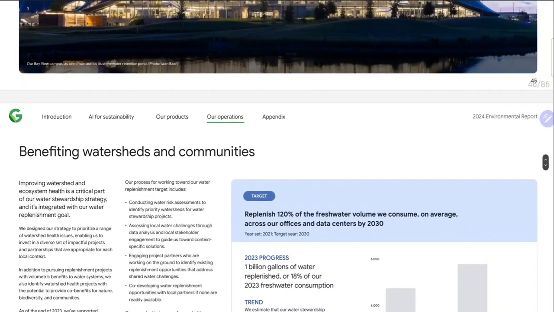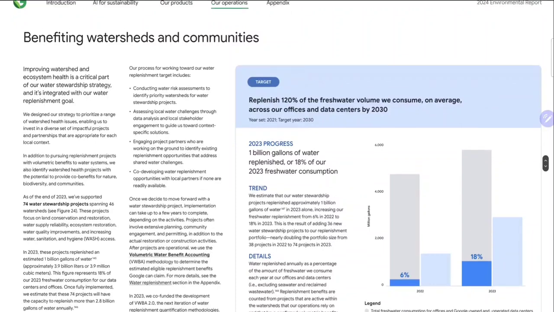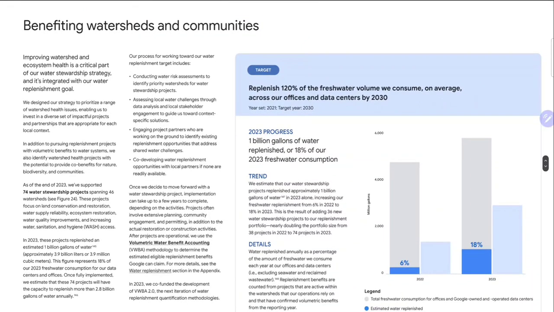So yes, now we talk about the benefiting watersheds and communities. Improving watershed and ecosystem health is a critical part of the water stewardship strategy, and it's integrated with the water replenishment goals also. So what is the target of the replenishment? Like 120% of fresh water volume we consume, replenish that, on average across our offices and data centers by 2030.